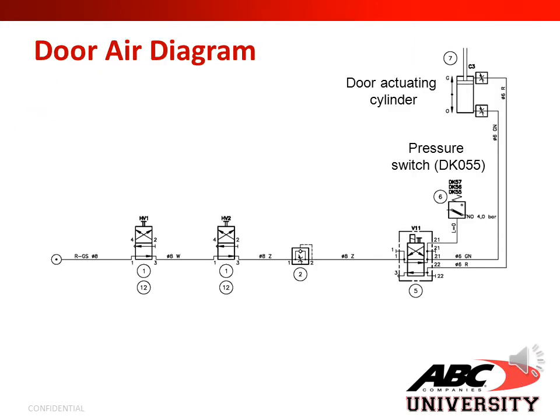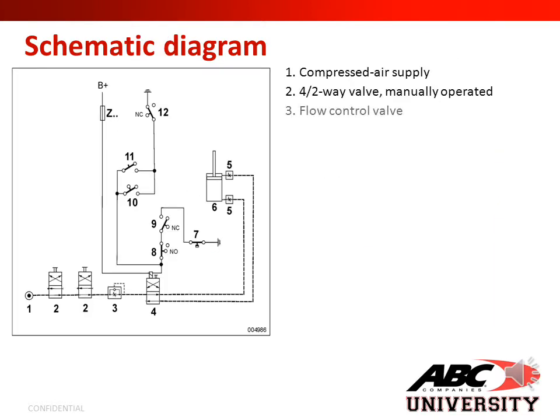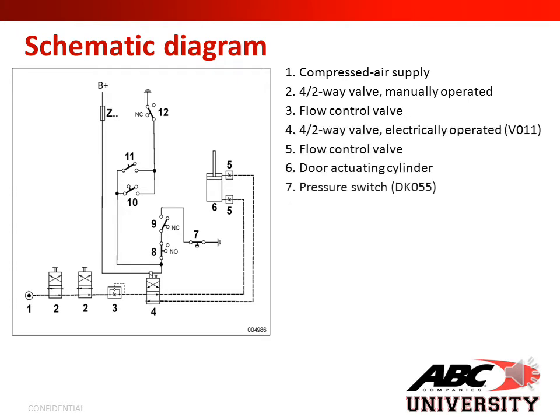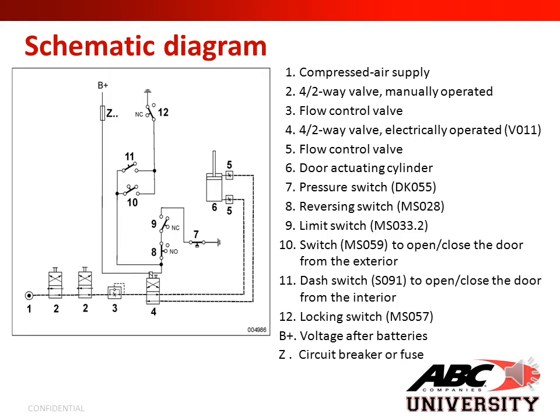In this slide, we show you your door air diagram animated as if it was working. Let's go over your schematic diagram. Number 1 is your compressed air supply. Number 2 is your 4 two-way valve manually operated.